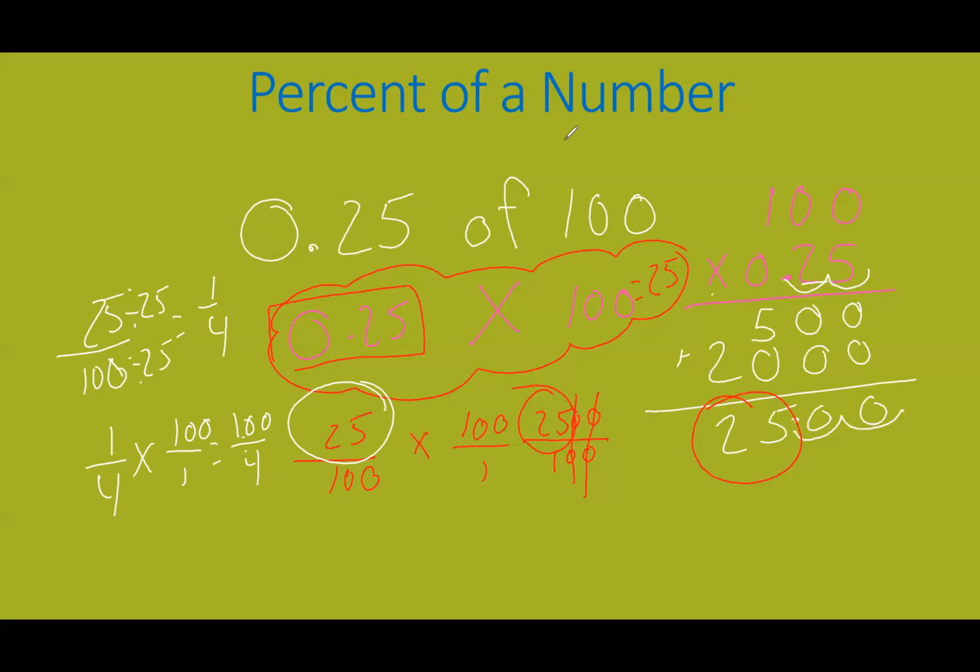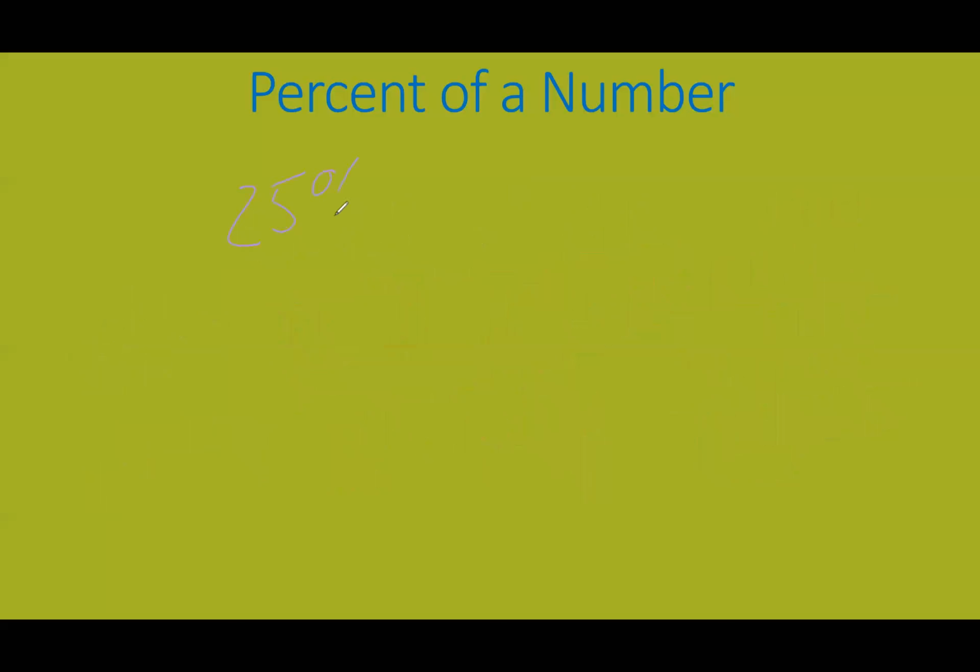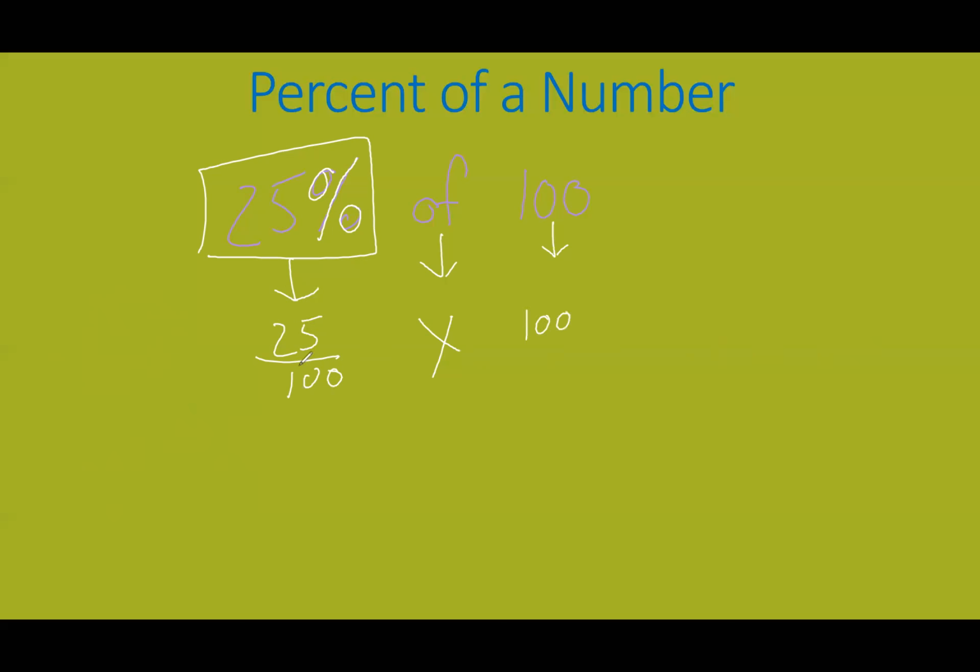And the same thing happens if we want to do 25% of 100. 25% of 100. Guys, remember, percent means out of 100. So I can take this and turn it into a fraction. And we know that of means to multiply and bring down that 100. 25 hundredths times 100. This needs to be a fraction too.